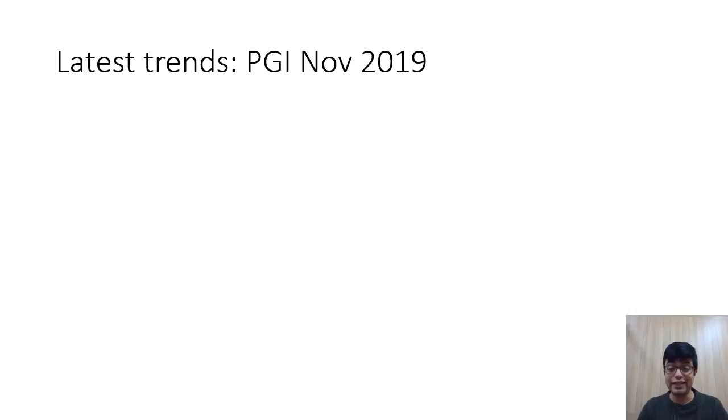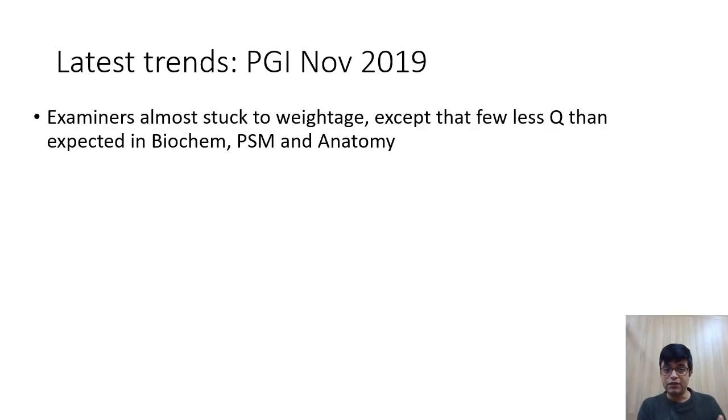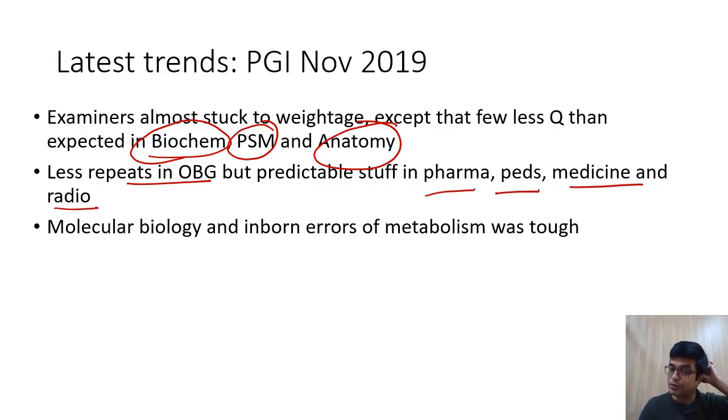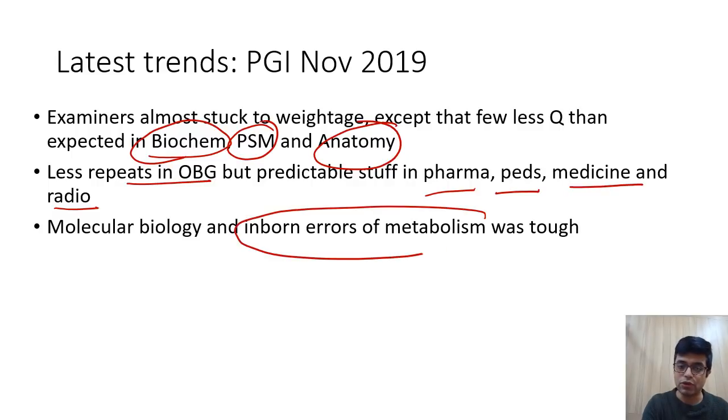Moving to what was the latest trend. In the November paper, the examiners almost stuck to the weightage, but there were a few fewer questions than expected in biochemistry, PSM and anatomy. Usually obs gynae has a lot of repeats, but there were fewer repeats in this paper, and predictable stuff was asked in pharmacology, pediatrics, medicine and radiology. Molecular biology and inborn errors of metabolism was tough.